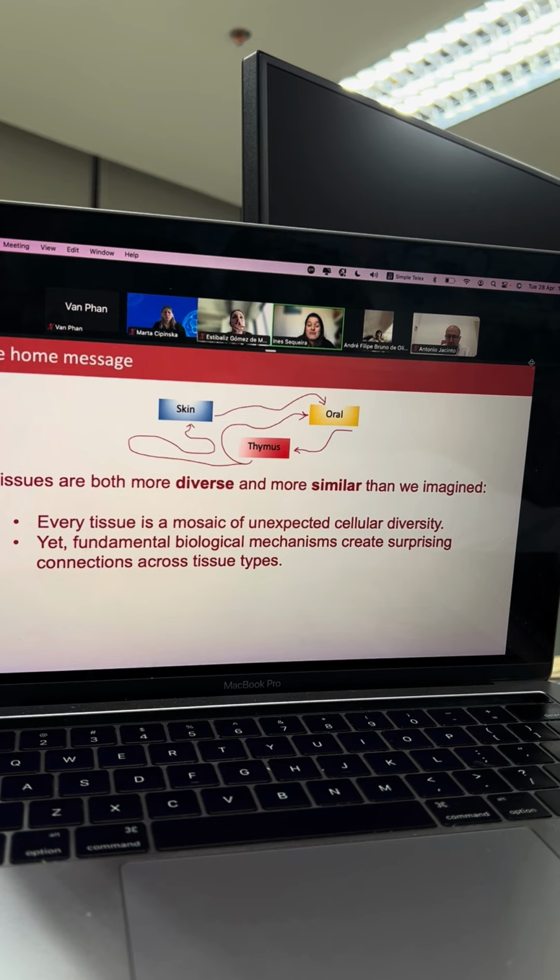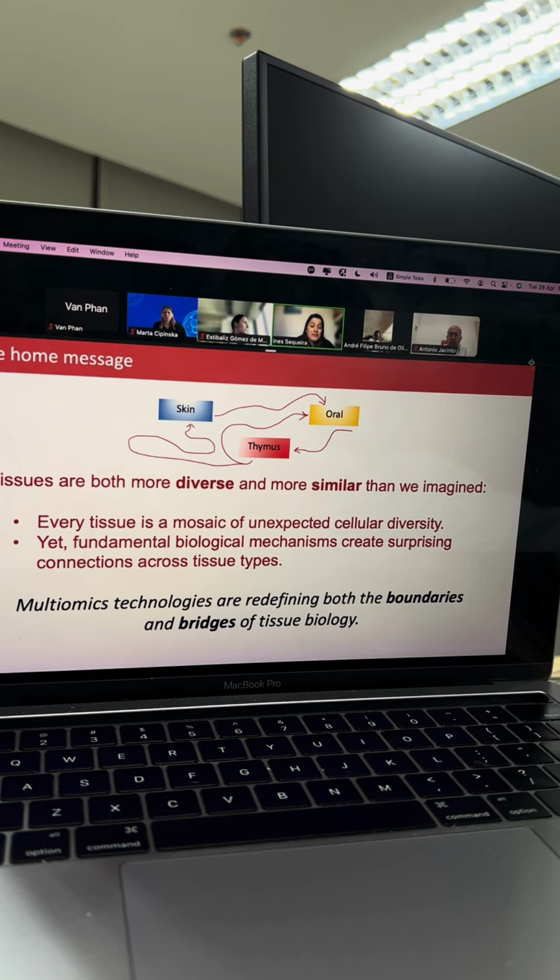These 3 projects really show how every tissue is a mosaic of unexpected cellular diversity. However, the biological mechanisms behind it are really creating surprising connections across the different tissues. And just to show that indeed these multi-omics technologies were essential for us to redefine both the boundaries as well as the bridges in tissue biology.